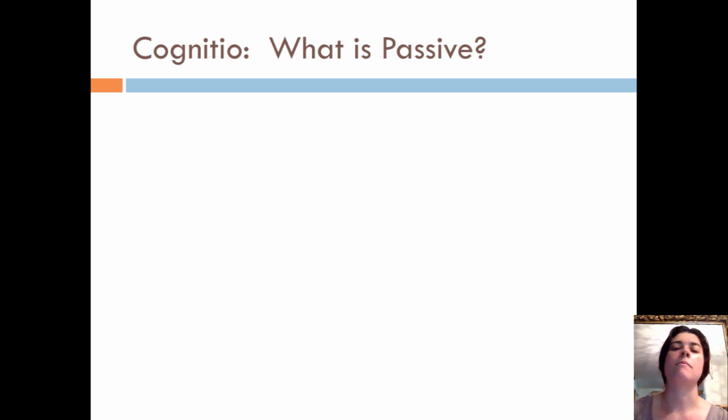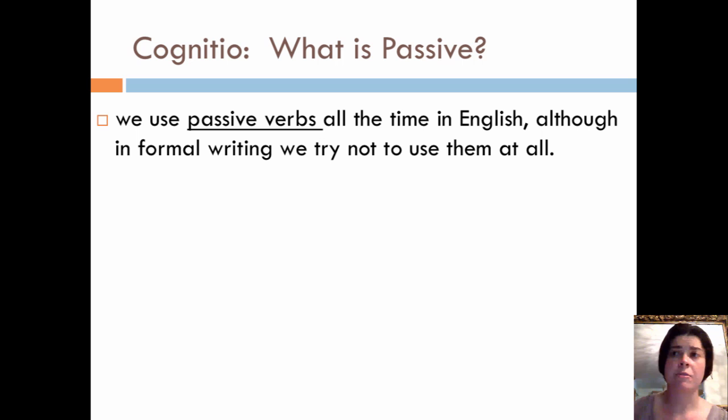Now let's talk about what passive is. Passive voice is something we actually use quite frequently in English when we're speaking and when we're writing less formally. In formal writing, we try not to use it, and I'm sure your English teachers have made many a "don't use passive voice" comment on your papers.